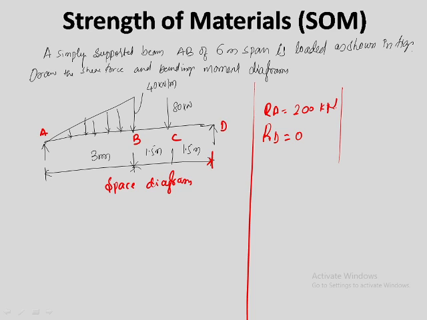Sir, RA is equal to 140, RD 90, sir. Okay. Next. Sir, RA is equal to 140. One more. RA equal to 140. Okay. RD is equal to minus 160. Okay, next. So who is this one? Given RD equal to 90 kilonewton. What about the RA?